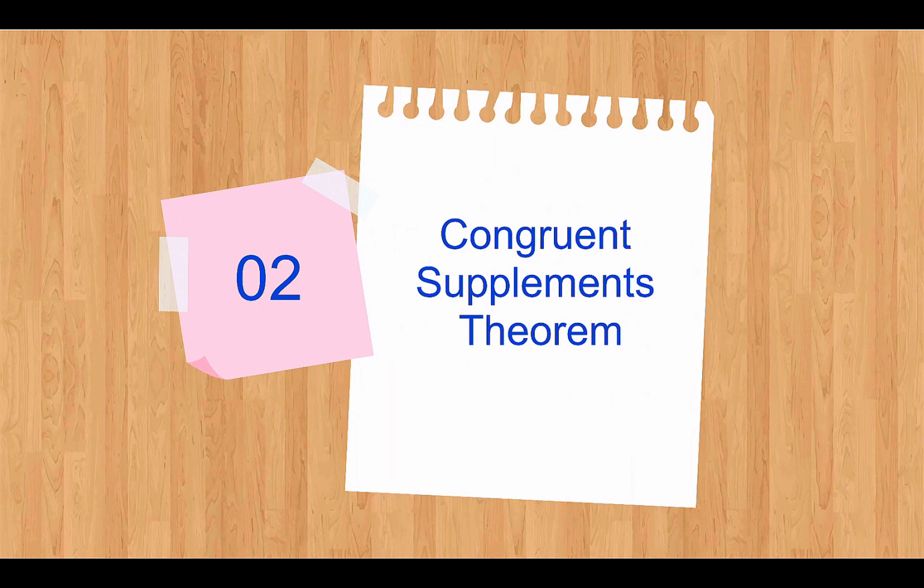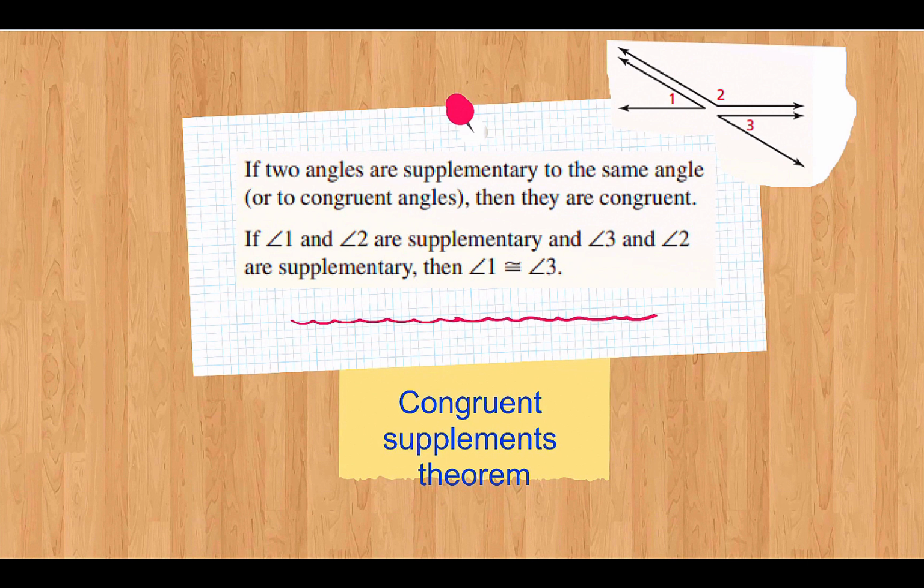The congruence supplement theorem: if two angles are supplementary to the same angle, or to two congruent angles, then they are congruent. So if angle 1 and angle 2 are supplementary, and angle 3 and angle 2 are supplementary, then angle 1 and angle 3 are congruent. So let's look at an example of that.